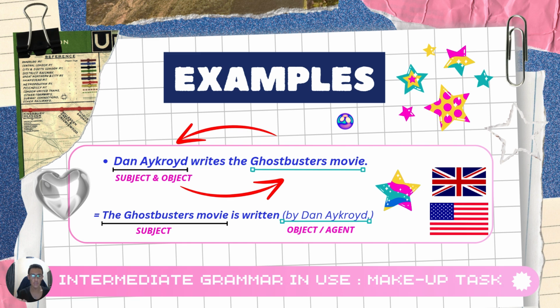Now to change it, we have to move the object at the end of the sentence to the beginning of the sentence. And the verb must be changed into the third verb. After you transform it, it goes like this: The Ghostbusters movie is written by Dan Aykroyd. Right here, we have the object or the agent, which is Dan Aykroyd. Piece of cake, right? Now, let's get to the second example.